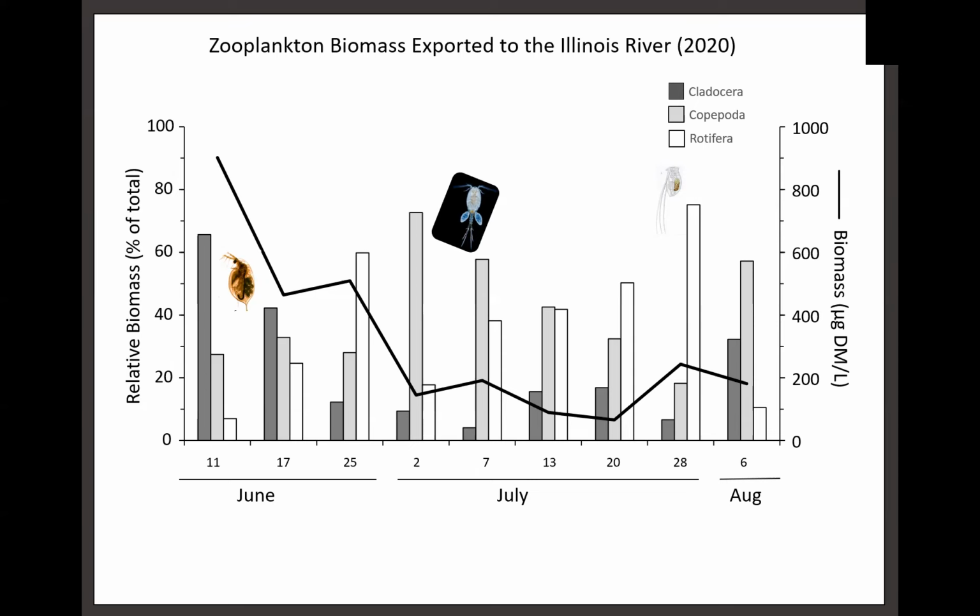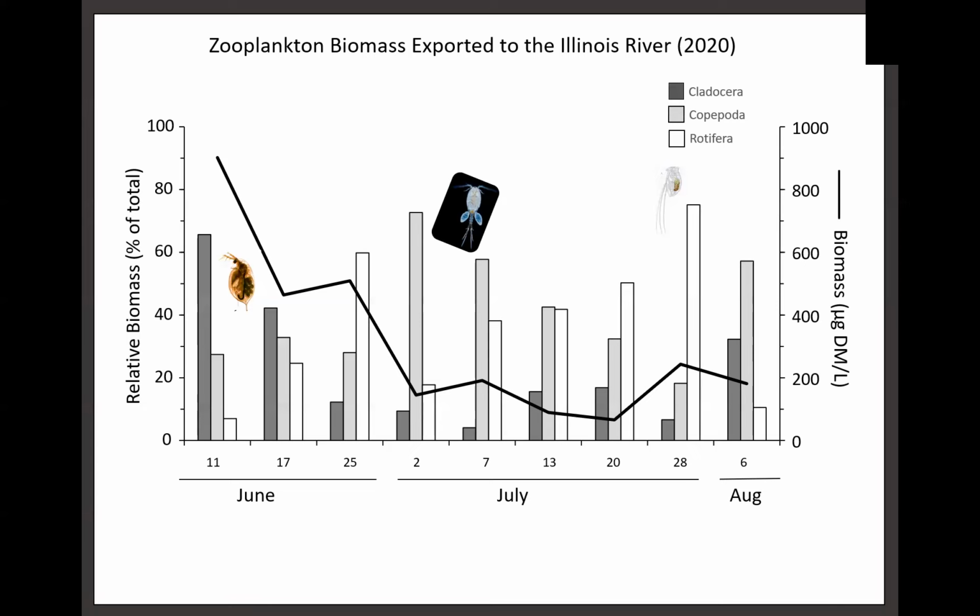So the big pulls of biomass in the first 2 weeks of June were driven primarily by cladocerans. They made up about 40 to 65% of the biomass leaving the preserve. Now, at the end of June, biomass export was primarily comprised of rotifers, shown by that open bar here, making up about 60% of total biomass.